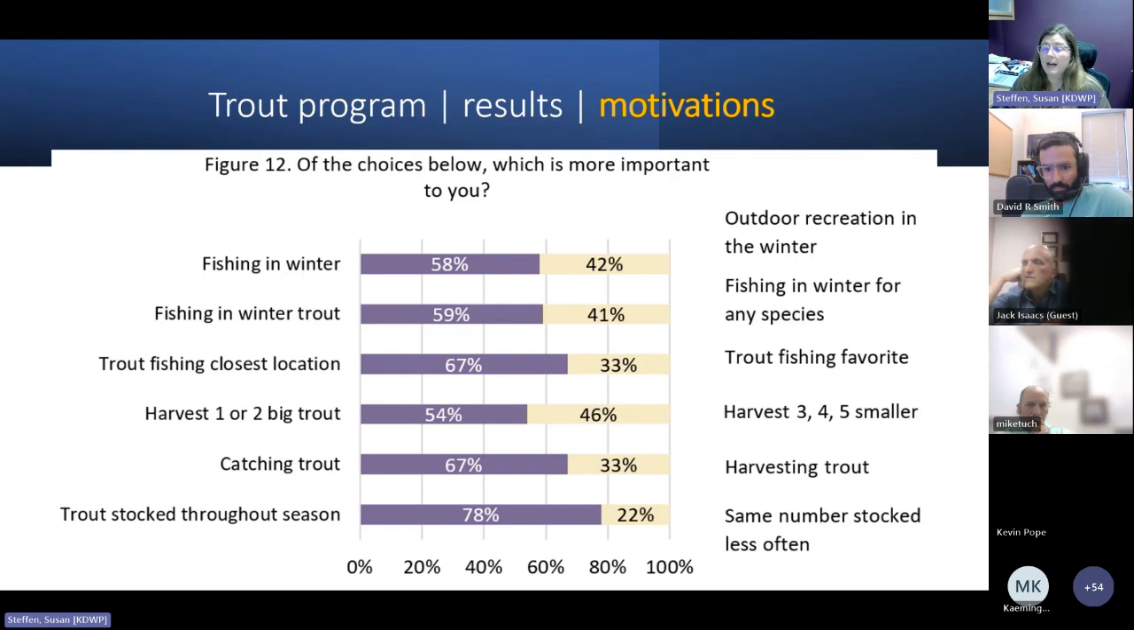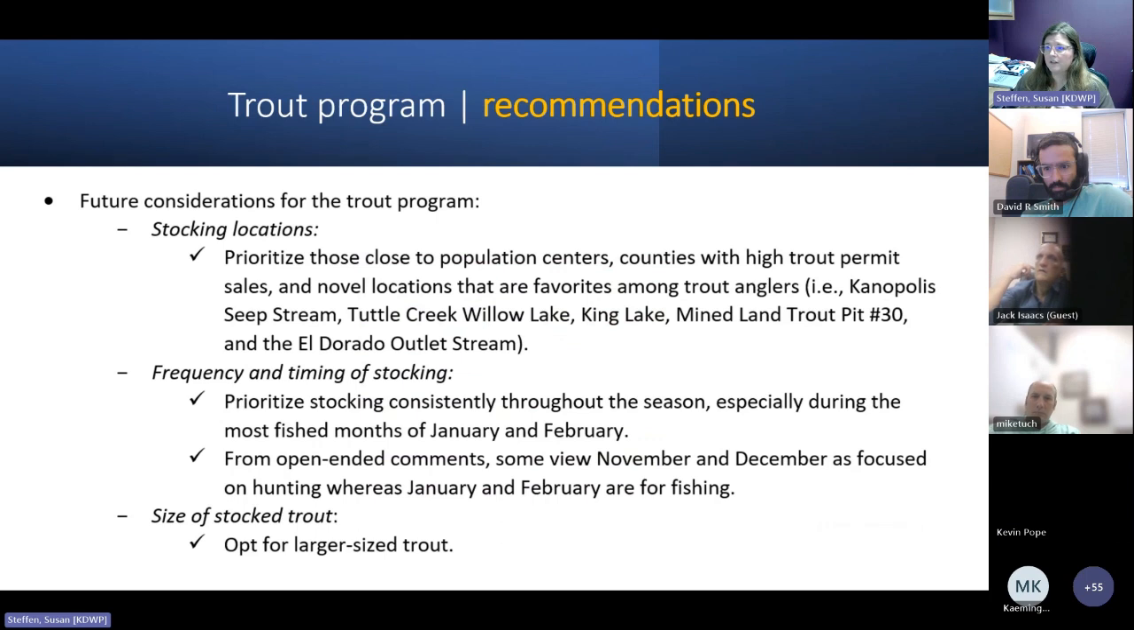By far, the highest percentage there is people really like to see trout stocked throughout the season. And the next highest percentage is trout fishing at their closest location, not necessarily their favorite. And then catching trout was more important for 2/3 of our respondents compared to harvesting trout. So that surprised me. But yeah, those are important factors to consider when making the recommendations.